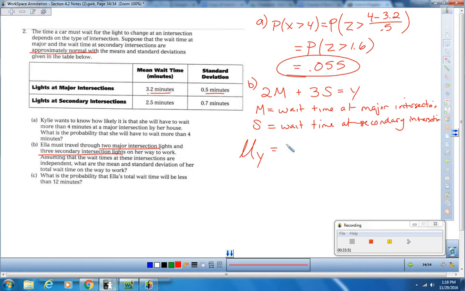Well, that's just going to be 2 times the mean of m. I should make that a better m, or I might get trouble thinking it's a mu. 2 times the mean of m plus 3 times the mean of s. So this is 2 times 3.2 plus 3 times 2.5, which is 13.9. So that mean wait time there is 13.9. That's the mean wait time, so that's mu sub y.